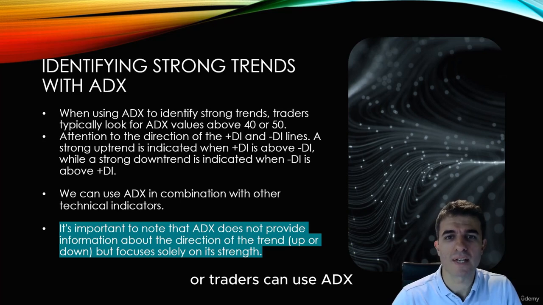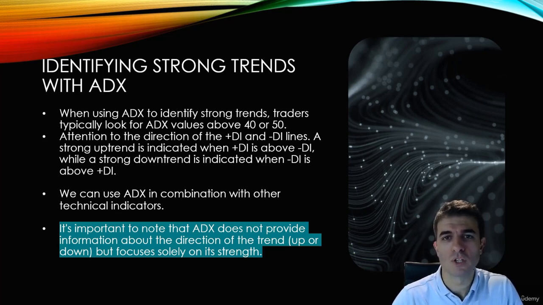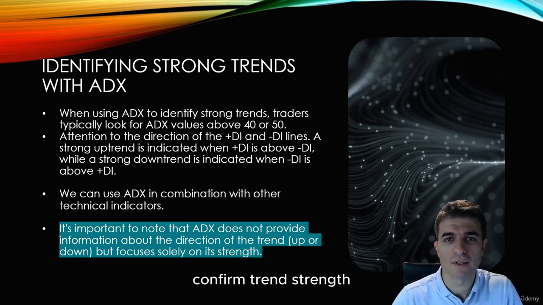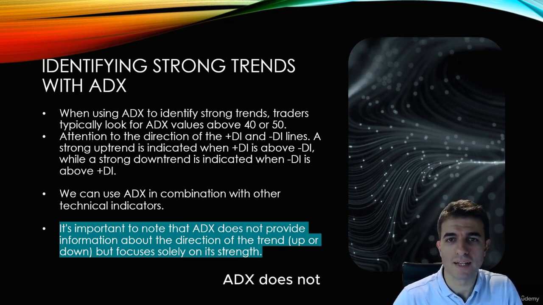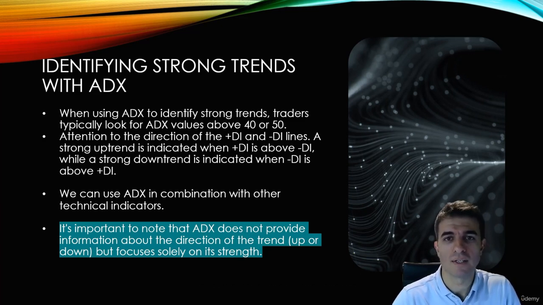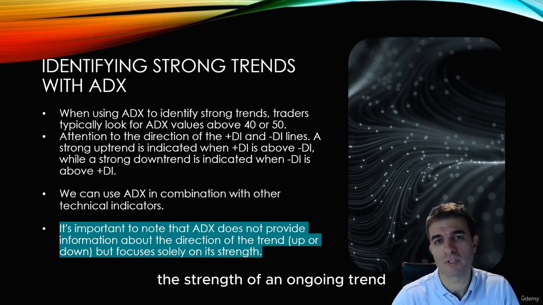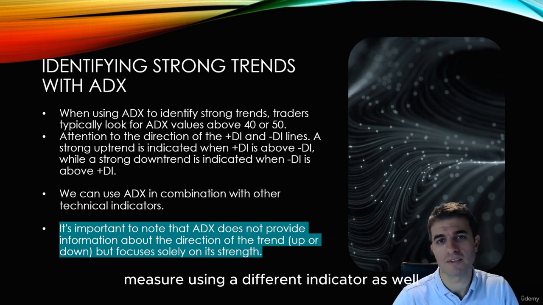So traders can use ADX in combination with other technical indicators and tools to confirm trend strength and make informed trading decisions. It's important to note that ADX does not provide information about the direction of the trend. Is it an uptrend or a downtrend? It just focuses on quantifying the strength of an ongoing trend, and you might want to measure direction using a different indicator as well.